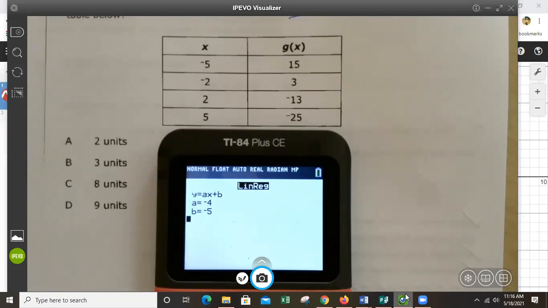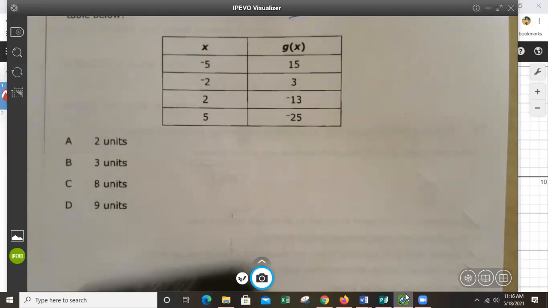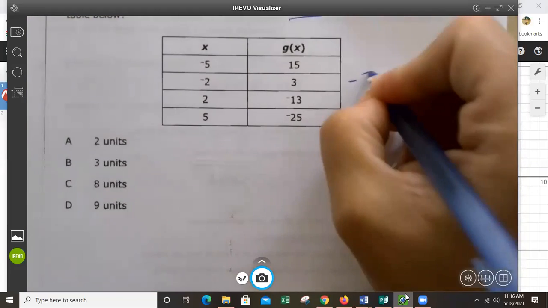And which one is our y-intercept? Oh, -5. -5 is our last number. So ax plus b, b is our last number. So -5 is our y-intercept.